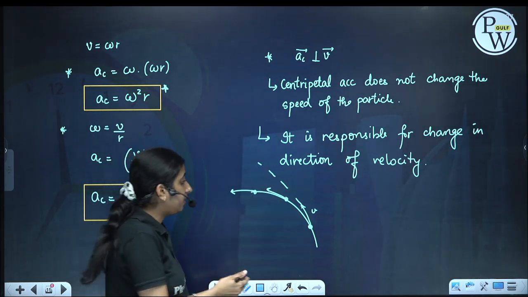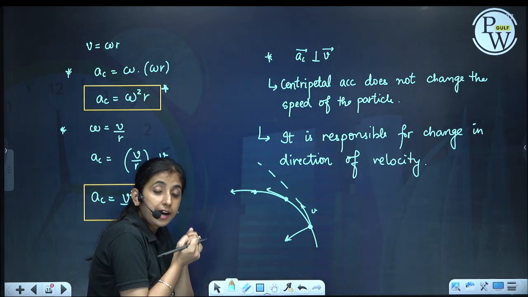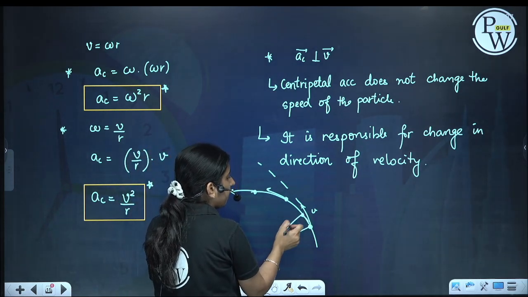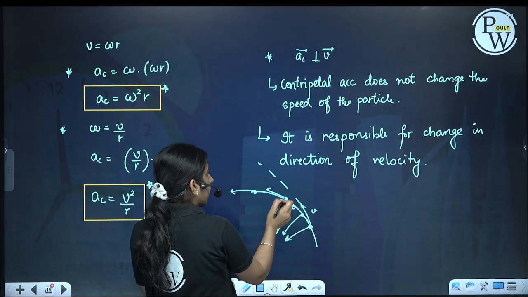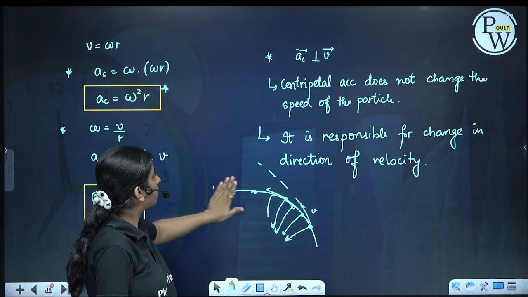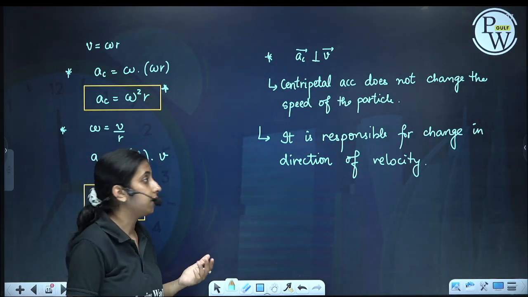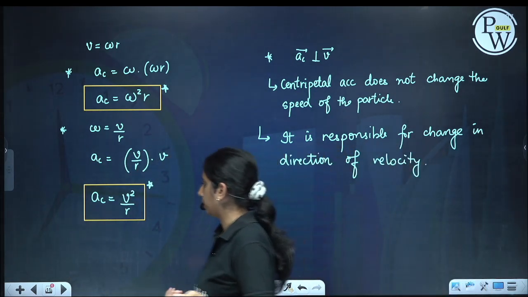We are applying a force towards the center. We are attracting it towards the center, so it bends a little here. Then again we attract, so it bends a little more. Again we attract, it bends a little more. So this acceleration is responsible for change in the direction of velocity.